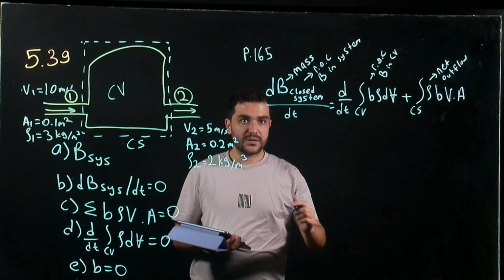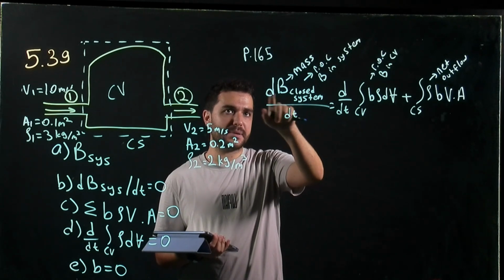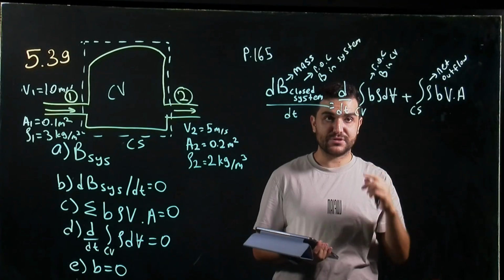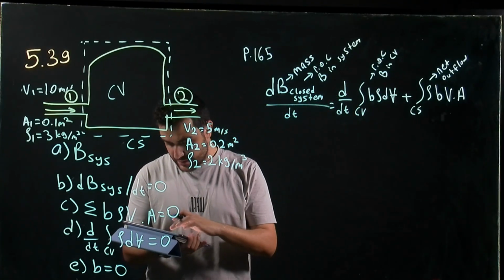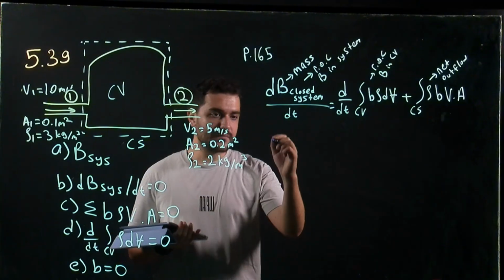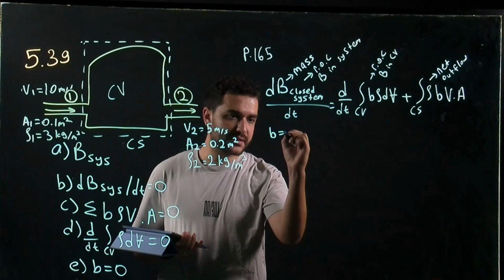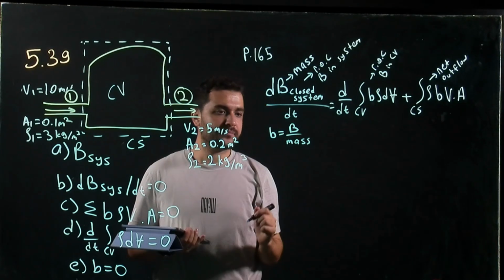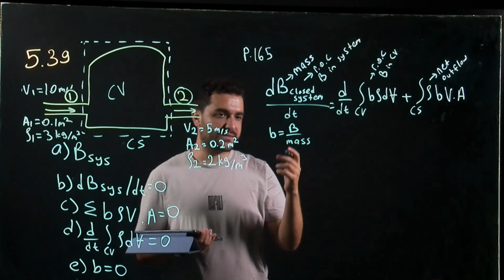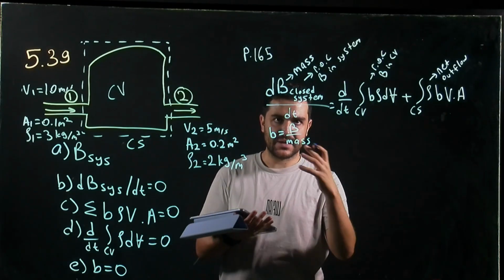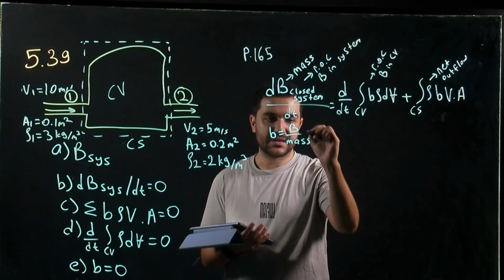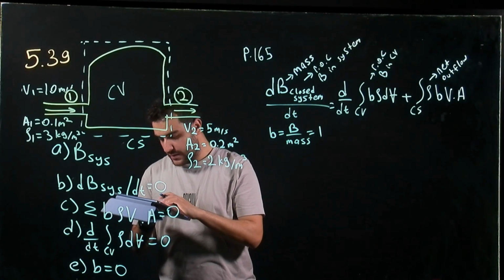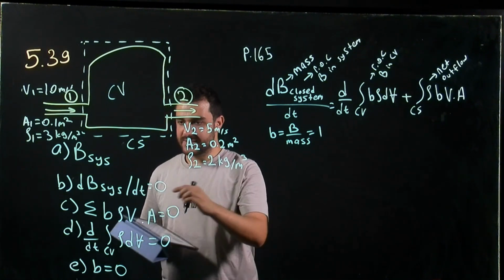Okay, so here the big B is extensive property, and the small b is intensive property. So usually b is B over mass, and since here we are dealing with mass, because it is the main property here, b will be equal to 1. So let's focus on these statements.